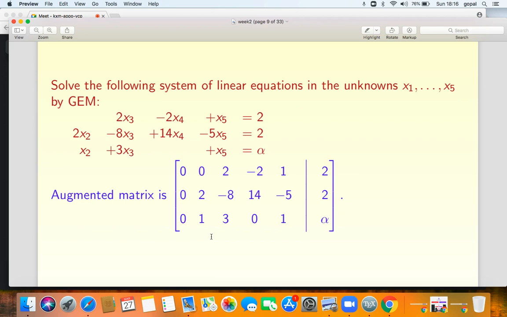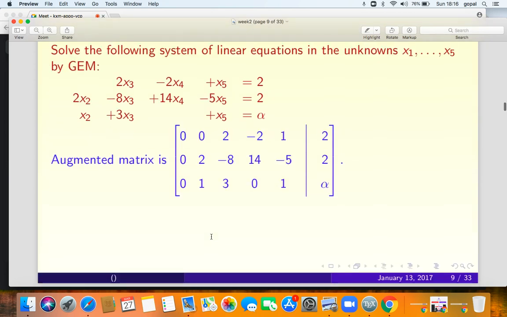The first column is identically 0. There are no pivots in the first column. No matter what row operation you perform, you're not going to get a non-zero entry in the first column. The first column remains 0. So there cannot be any pivots in the first column.